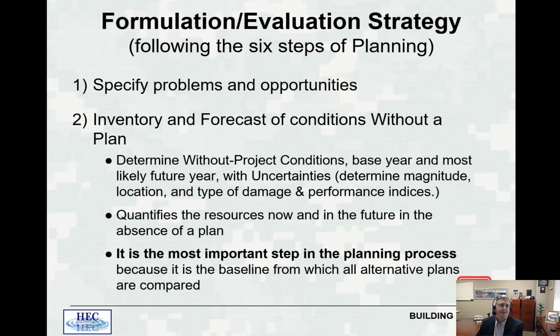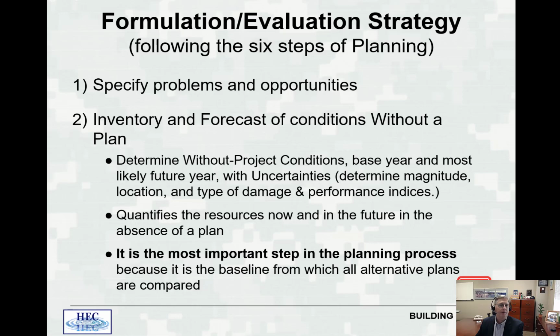Step 1 of the 6-step planning process is you specify your problems and your opportunities. A problem could be there's flood damage to the city. An opportunity could be, well, there's also loss of fish habitat, or there's stream bank erosion that I need to address. Next, you inventory and forecast the conditions in your without project plan.